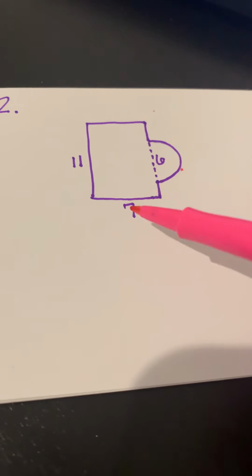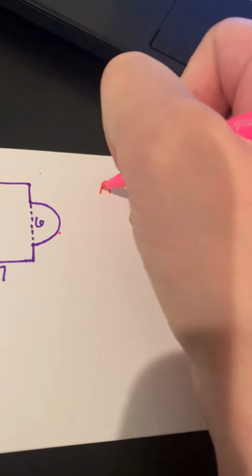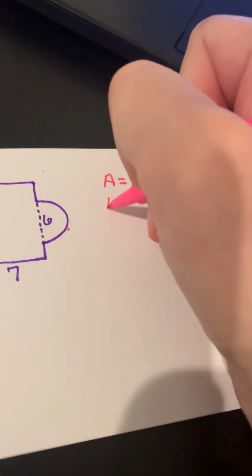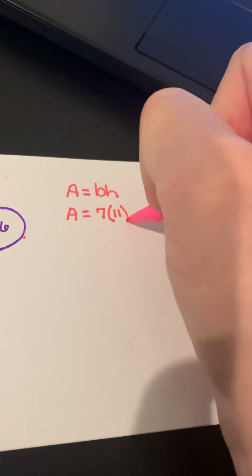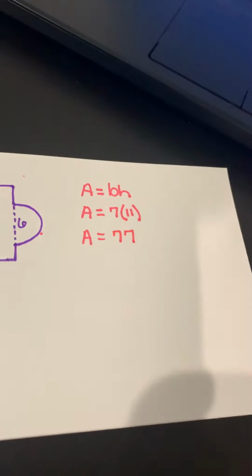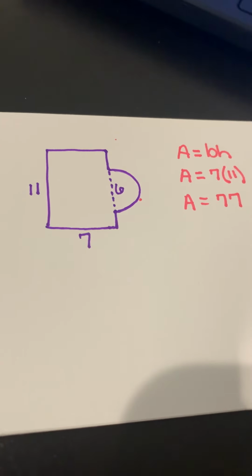So what I'm going to have to do is find the area of the rectangle and the area of the half circle and then add them together. I'm going to start with the rectangle. I know my formula for area of a rectangle is base times height. So A equals, the base of the rectangle is 7 and the height is 11. So 7 times 11, and we know that equals 77. So I know that this part of my image is 77.